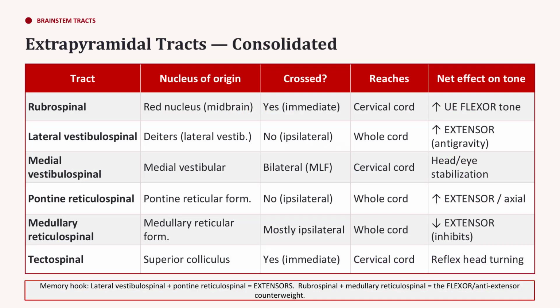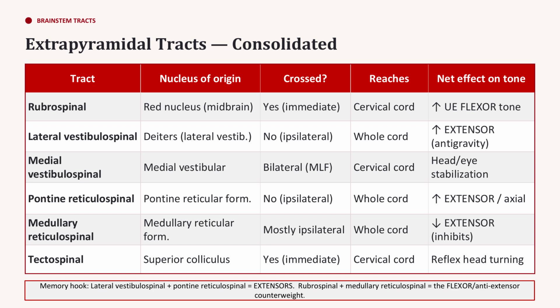Here is the extrapyramidal system consolidated into one grid. Read the 2 columns that carry the exam weight: crossed or not, and net effect on tone. Rubrospinal and tectospinal both cross immediately at the midbrain. The lateral vestibulospinal and pontine reticulospinal tracts stay ipsilateral. The medial vestibulospinal tract is bilateral through the MLF. The medullary reticulospinal is mostly ipsilateral.